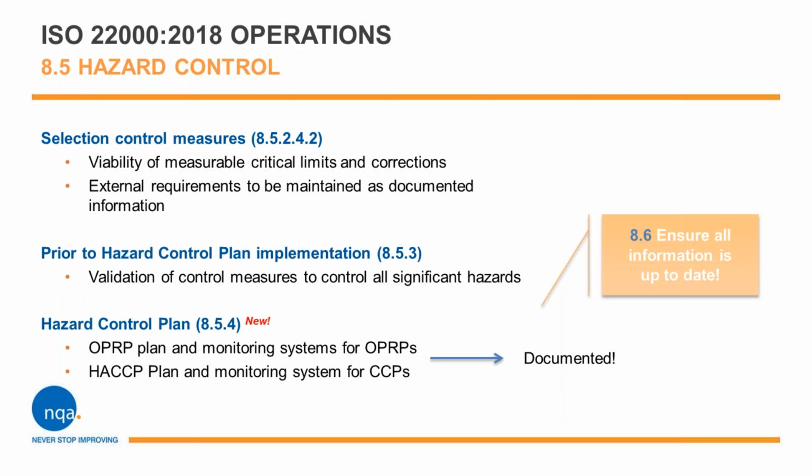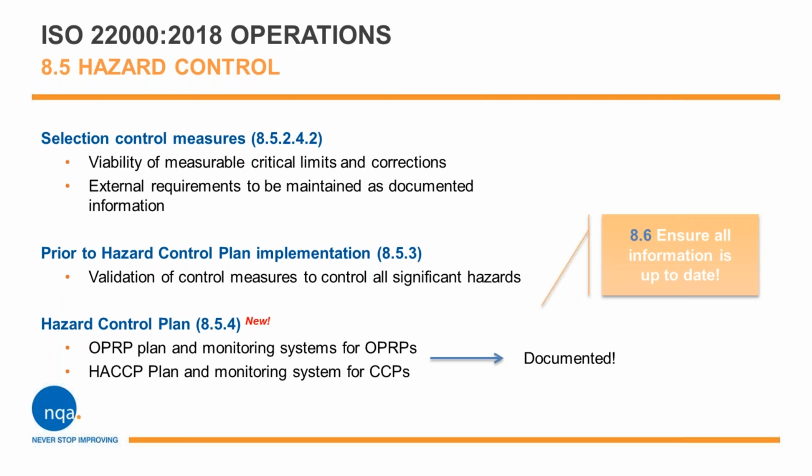So the standard now specifies a hazard control plan for the hazard plan and the monitoring system for the CCPs, and also for the OPRP plan and monitoring systems for OPRPs. So before, we only had to have a documented hazard plan. Now the standard talks about an OPRP plan as well. So if you have identified OPRPs, you must have an OPRP plan. Okay, so this is what is called hazard control plan. And prior to the implementation of this, you need to validate all the control measures. Obviously, this has to be documented, so don't forget to document the hazard control plan, okay, to demonstrate compliance with respect to this requirement.